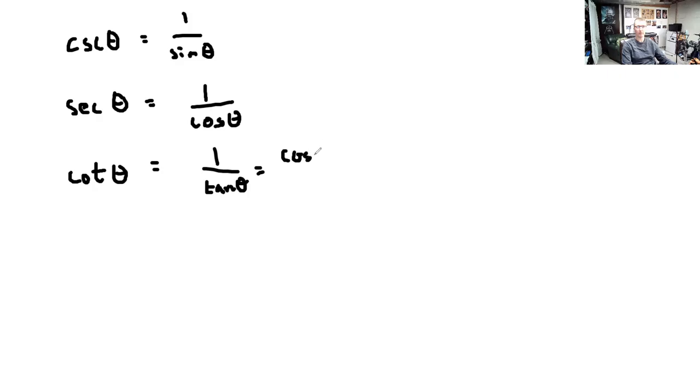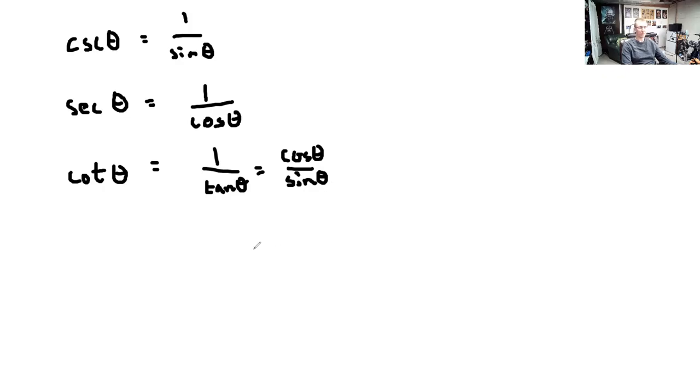Well, these are exactly the reciprocals of the other functions. Cosecant is 1 over sine. Whether we're talking about a circle or a triangle, it's the same as what we knew before. Secant of theta is 1 over cosine. And cotangent is 1 over tangent. Additionally, this is equal to cosine over sine. Remember, tangent is sine over cosine. This is the reciprocal, so cosine over sine.